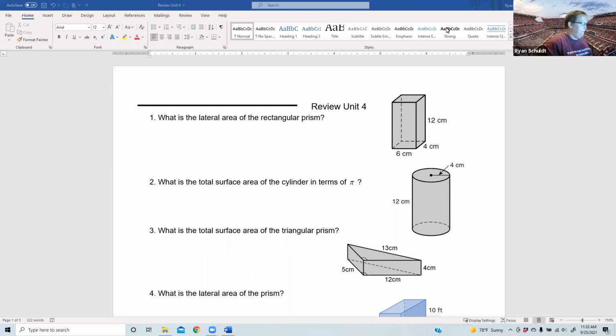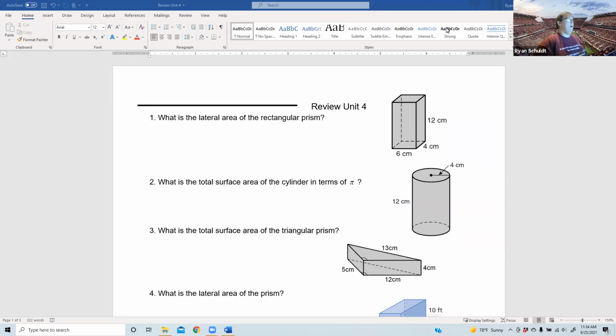So in Unit 4, we looked at surface area and volume of prisms, cylinders, pyramids, cones, and spheres. We found all kinds of surface area and all kinds of volume. So let's get into the review.